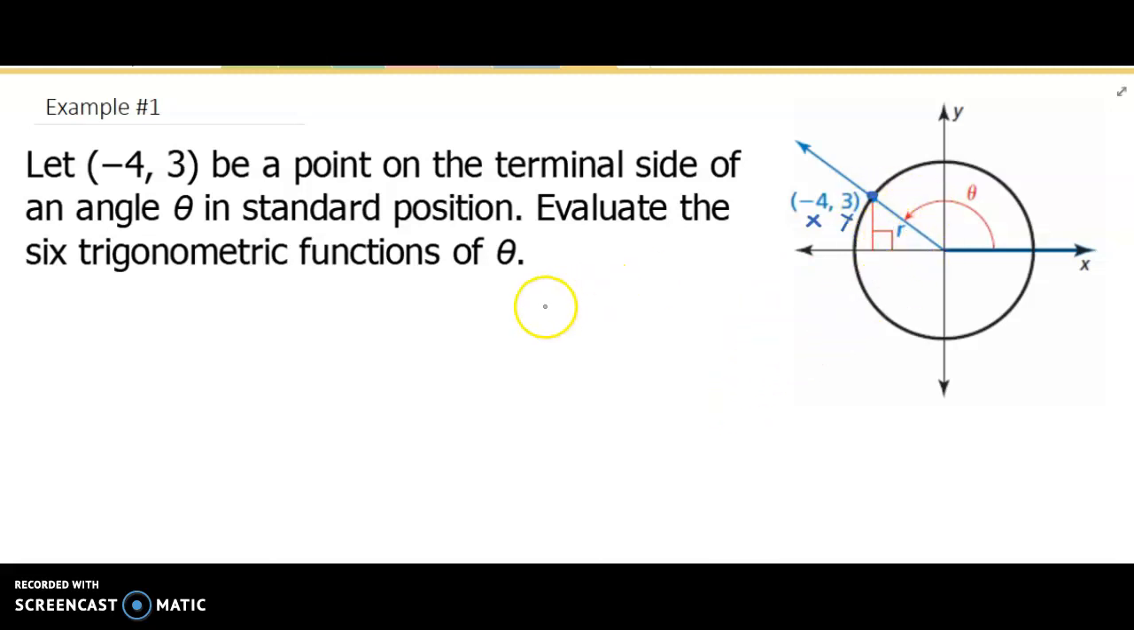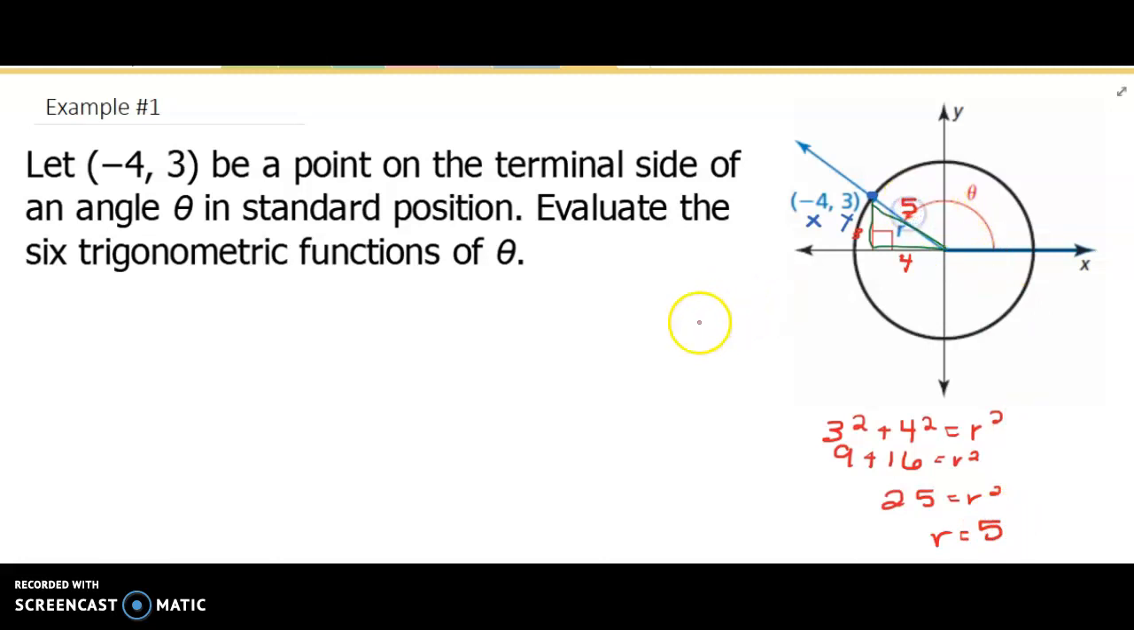To find my r, I'm going to take this triangle here, and I know it's a right triangle, so I can use the Pythagorean theorem. So if my x value is -4, down here's 4, here's 3. So 3 squared plus 4 squared is going to equal my r squared. It's just the Pythagorean theorem. So 9 plus 16 equals r squared. 25 equals r squared. So my radius, guys, is going to be the square root of 25, which is just 5. So my radius is 5.